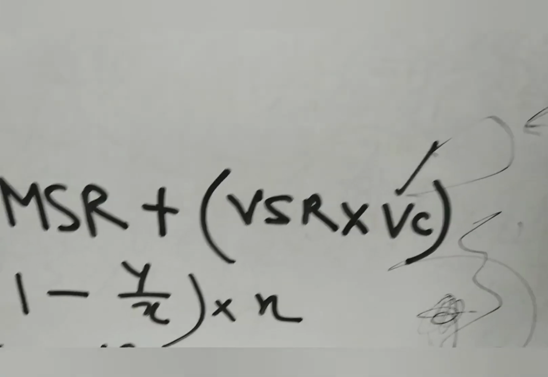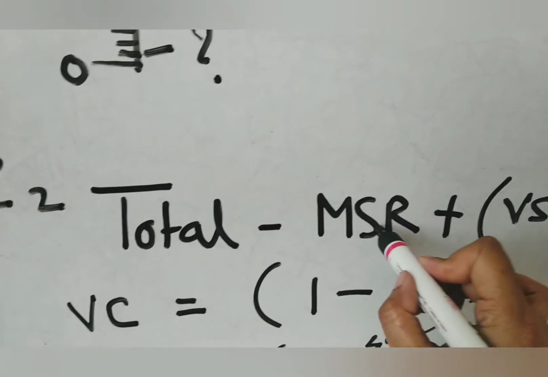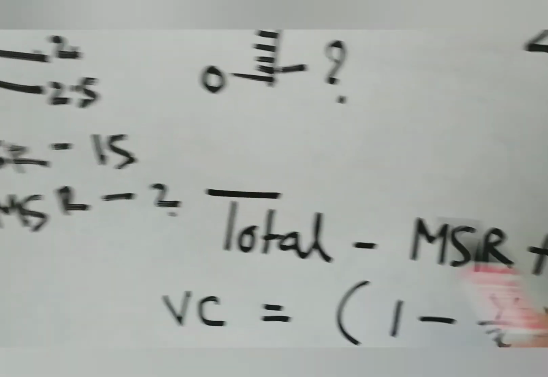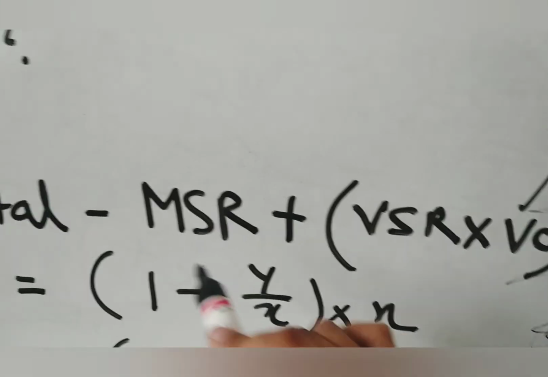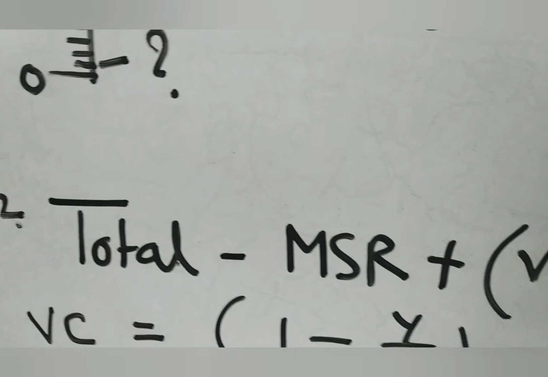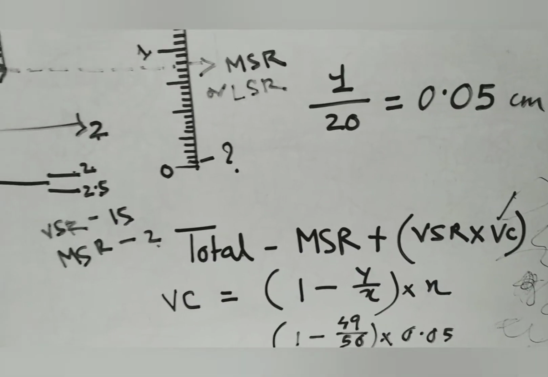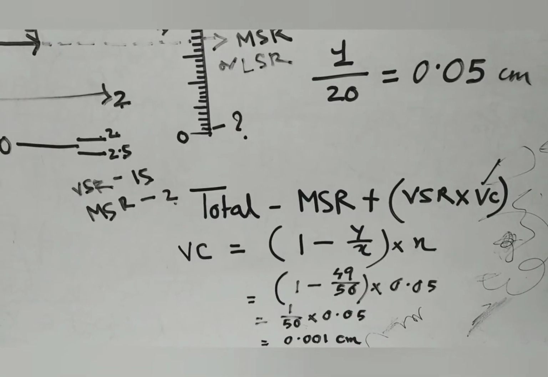So we can easily calculate the total. Our main scale reading is 2, the Vernier scale reading is 15 and the Vernier constant is 0.001. We put in the values and calculate the total reading. So this is how we take a reading using the traveling microscope.